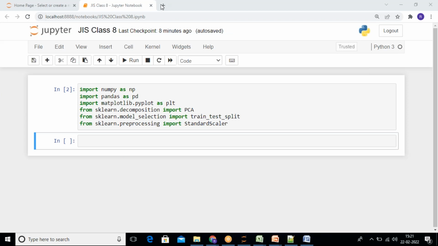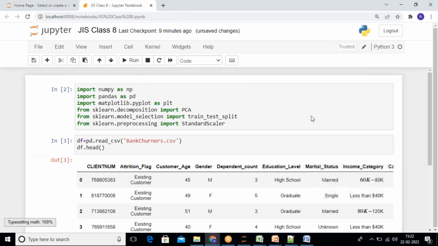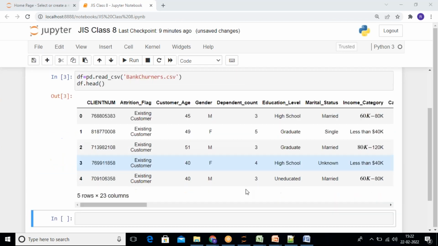So this was basically our concept. I have been using the standard scaler over here. Now what is our next task? The next task is basically to read the data, import data. Read the data set. Run this. So we have read the data set.